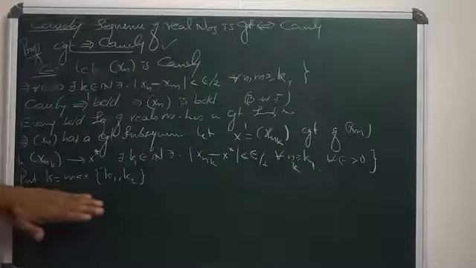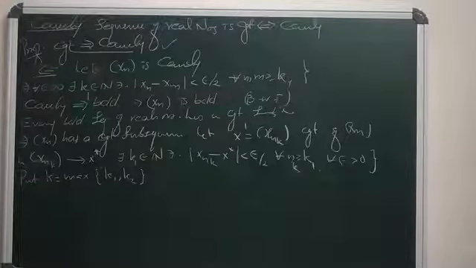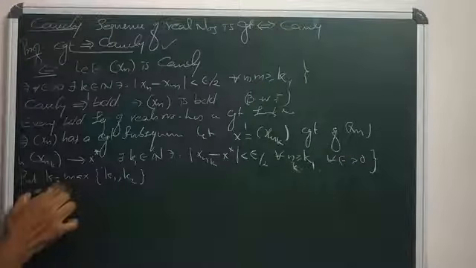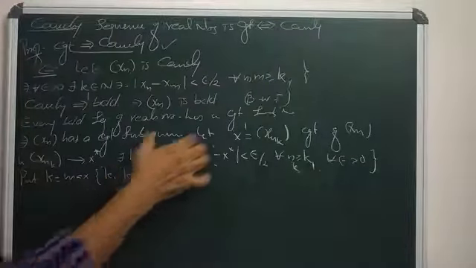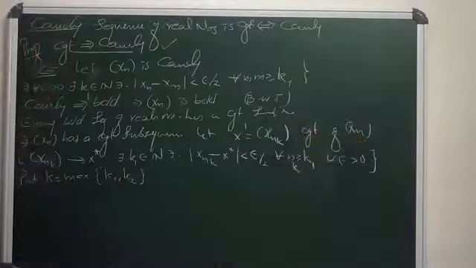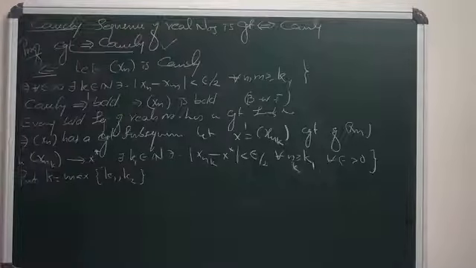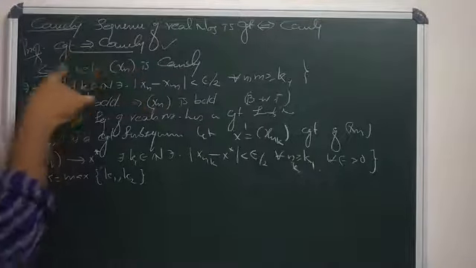Okay, why? Because k is chosen in such a way that k is the maximum of k1 and k2. Since these two hold for k1 and k2, and k is the maximum of k1 and k2, these two arguments hold for this natural number k. Now what's our aim? Our assumption is that xn is Cauchy, and our aim is to show that xn is convergent.